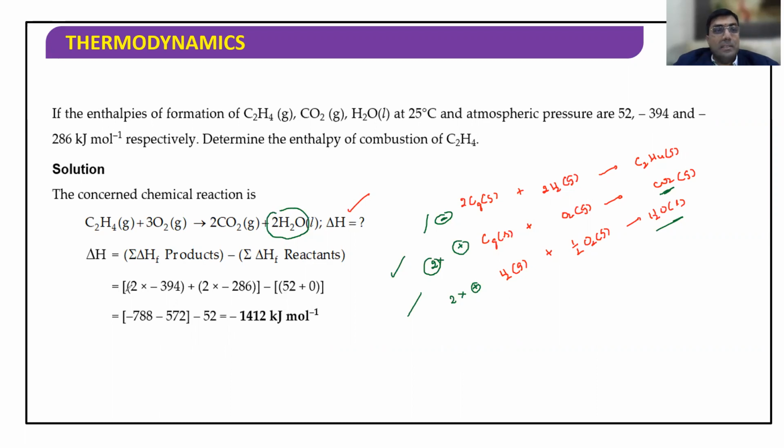So you can see here 2 into minus 394 plus 2 into minus 286 minus 52. Clear or not? 52 is for ethene. CO2 is minus 394, and water is minus 286. You can see the same manipulation is done here. I hope you understood how to work this out.